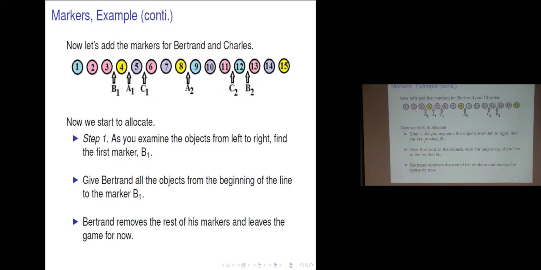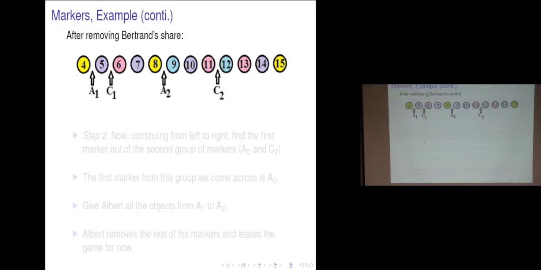So we have this picture after they place their markers. We go from left to right, find the first marker, and it turns out to be Bertrand's, right? Then we give 1, 2, 3 to Bertrand, and he temporarily leaves the game. So his second marker is gone also. After removing Bertrand's share, 1, 2, 3 was taken by Bertrand, and the last marker is removed. So we see this picture.